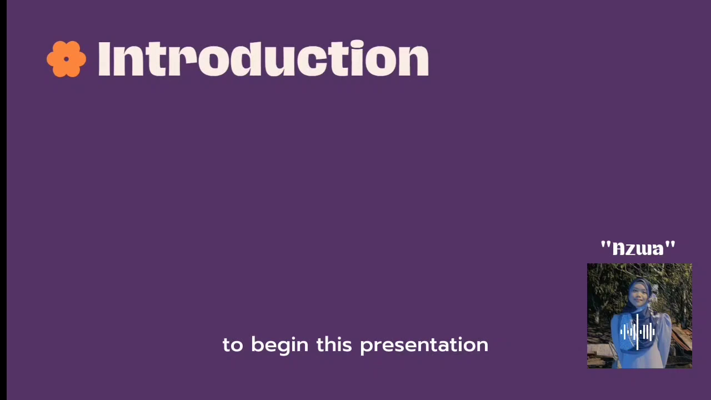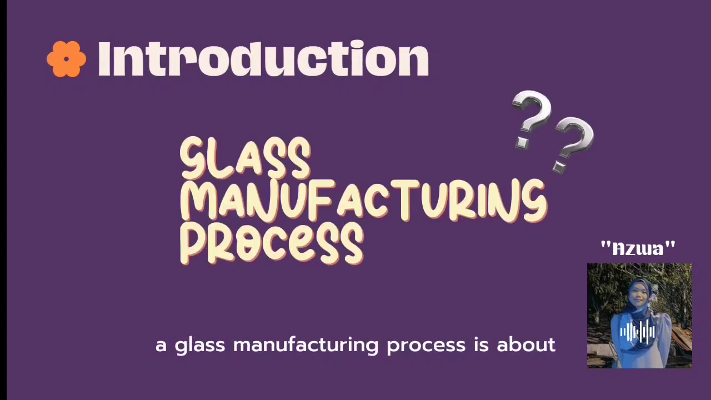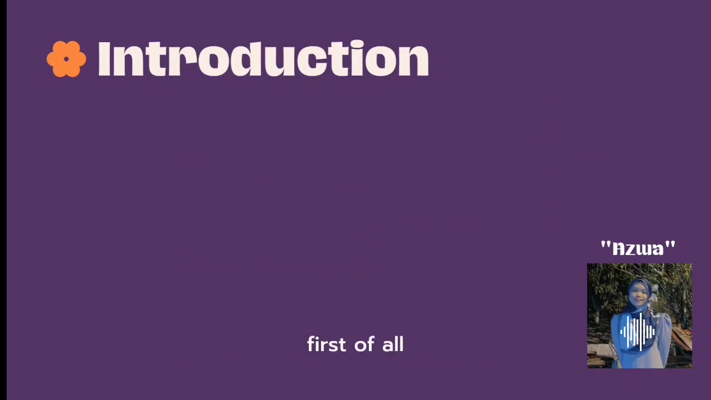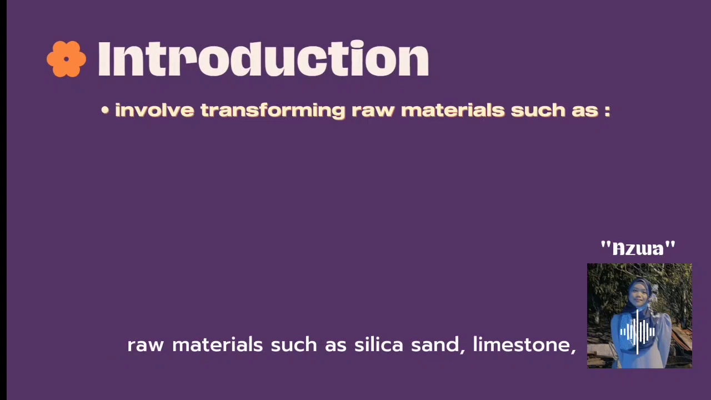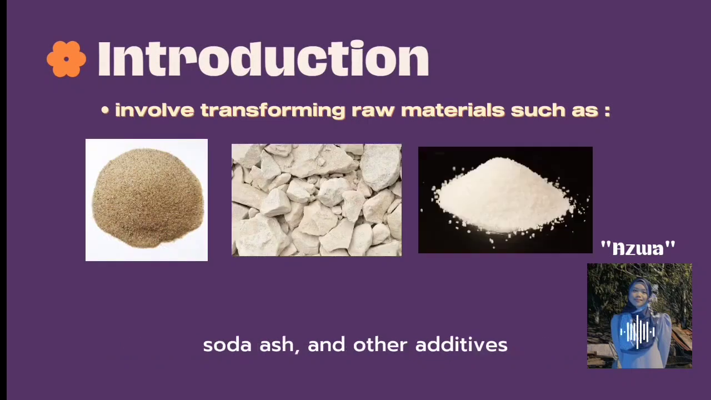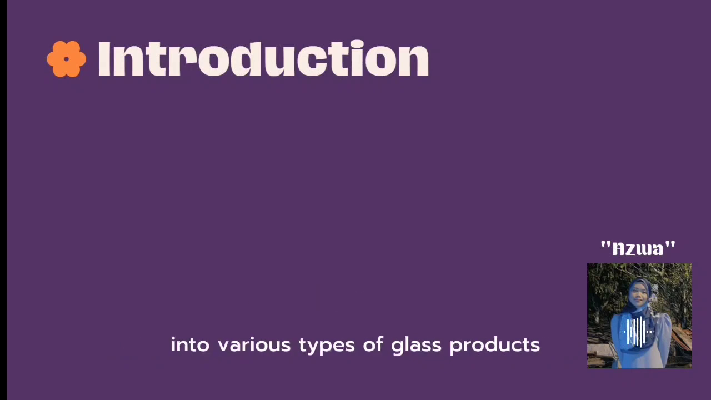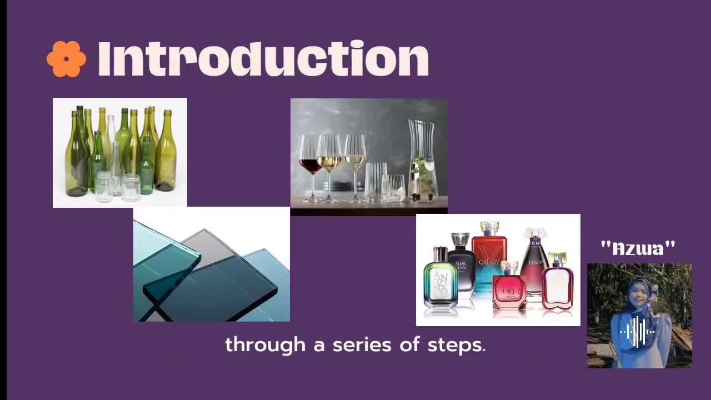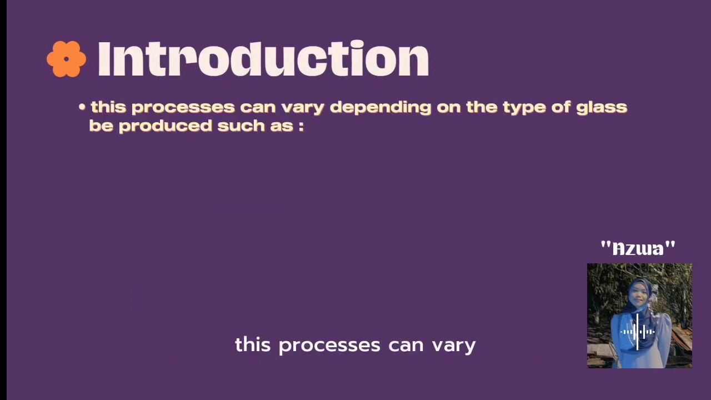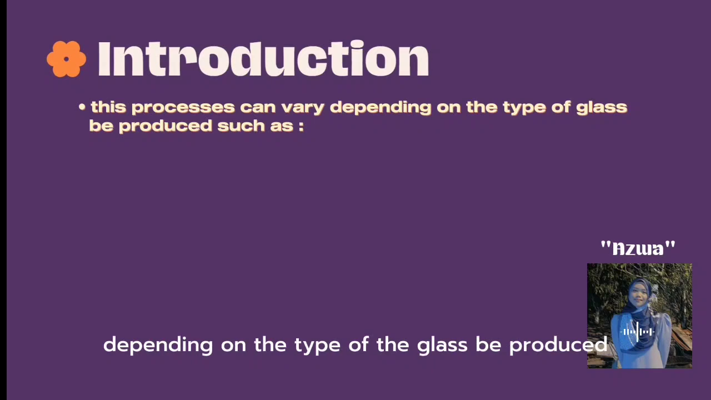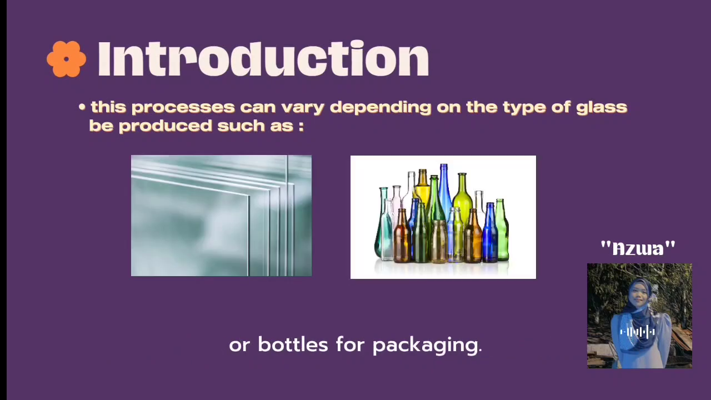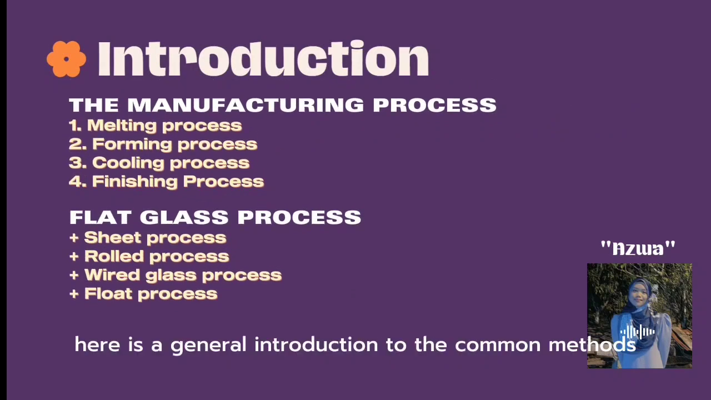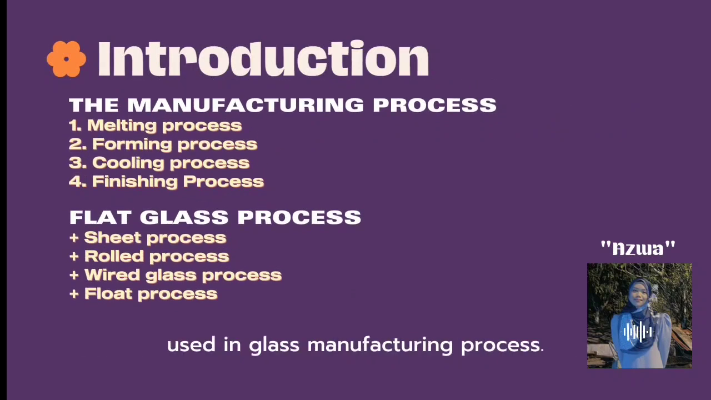To begin this presentation, I will introduce what our topic, the glass manufacturing process, is about. First of all, glass manufacturing processes involve transforming raw materials such as silica sand, limestone, soda ash, and other additives into various types of glass products through a series of steps. These processes can vary depending on the type of glass being produced, such as plate glass for windows or bottles for packaging. Here is a general introduction to the common methods used in the glass manufacturing process.